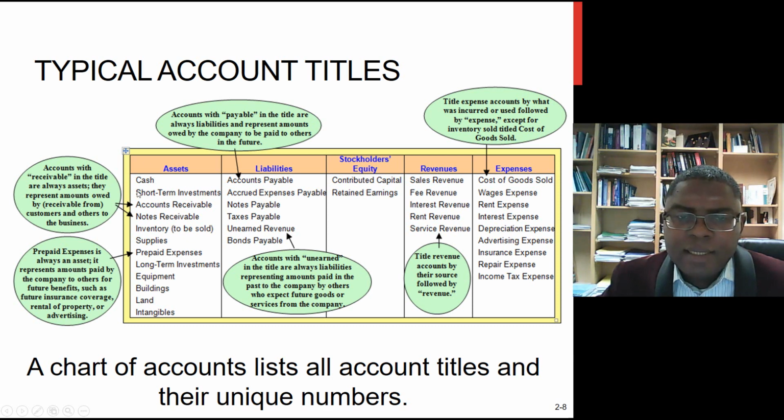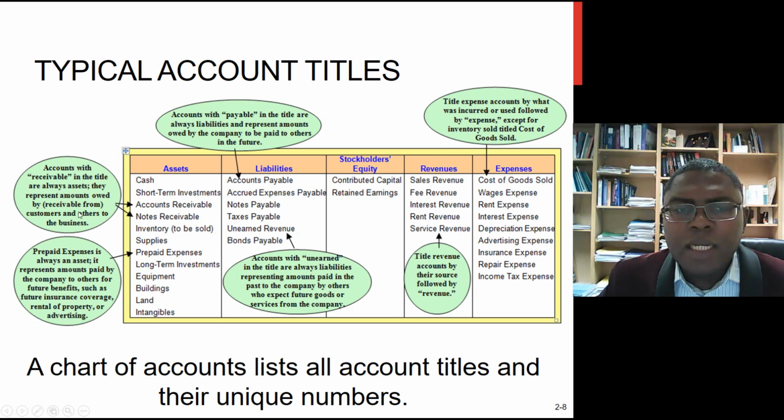So for assets, again, assets have economic benefits. They're economic resources that have future benefits. These are the different types of asset accounts. We have cash. Cash is an asset, it has future benefit. We have short-term investment, that is an asset. We have accounts receivable, notes receivable. These are assets.